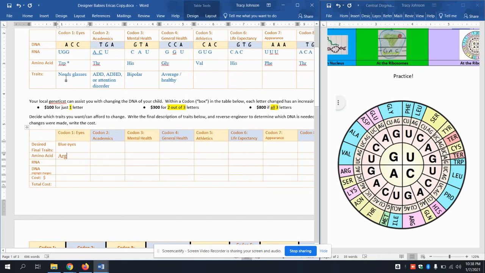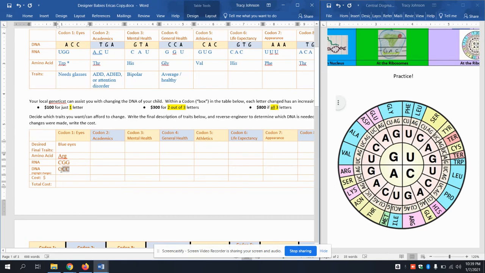So if I had UGG and that gave me, this kid needs glasses, what's going to be closest to that that makes arginine? Well, CGG makes arginine. So CGG makes arginine. So what DNA makes that? GCC.